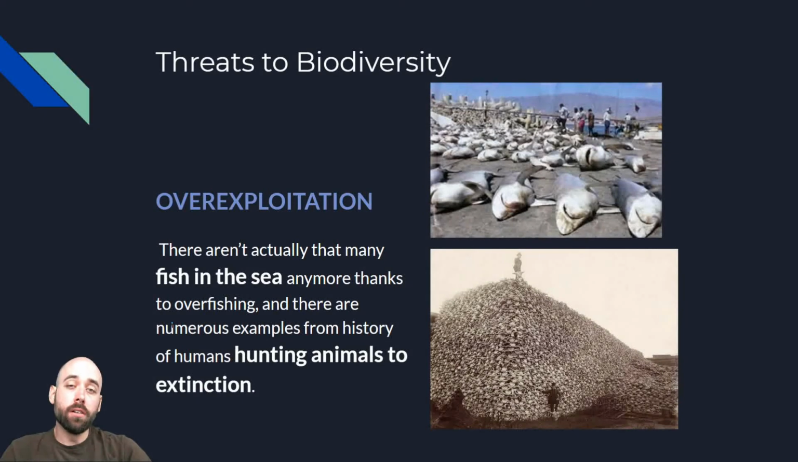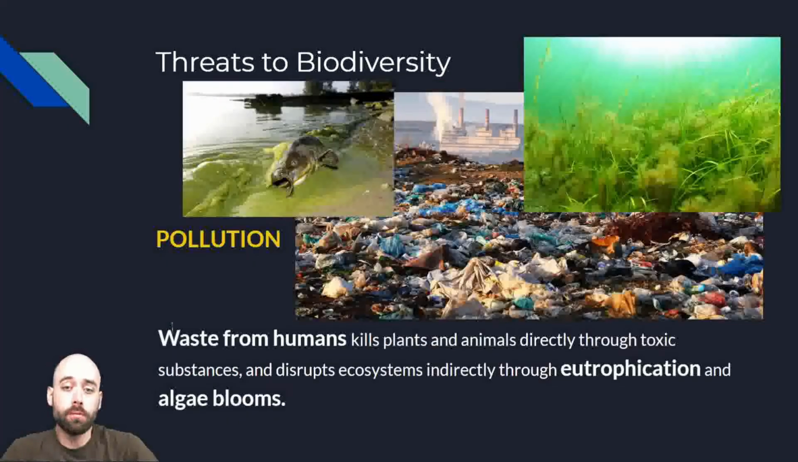Probably the most severe is overexploitation. Things like overfishing, unregulated hunting, they can have serious effects. Especially in the past, there are examples of humans hunting animals to near extinction, such as beavers and bison. Another big one is pollution. Waste from humans kills plants and animals directly, and it can disrupt ecosystems indirectly through eutrophication and algae blooms, which stifle growth similarly to invasive species.